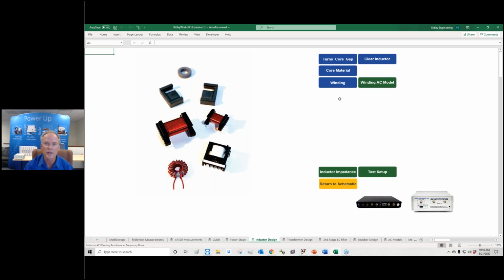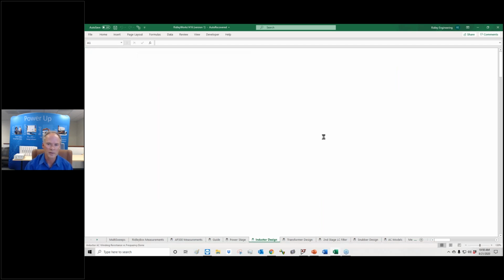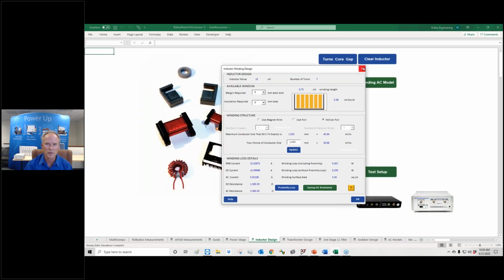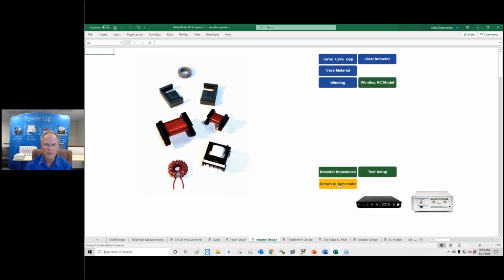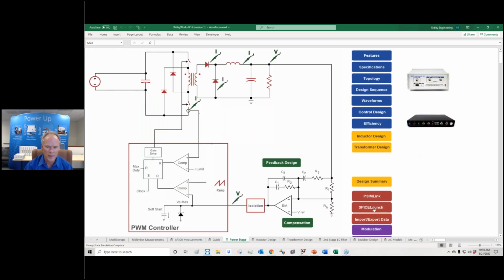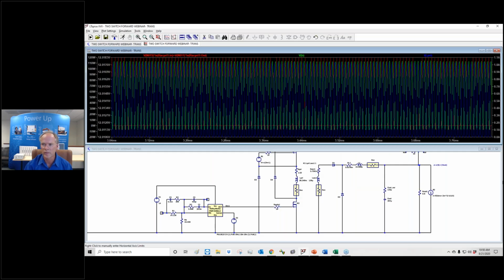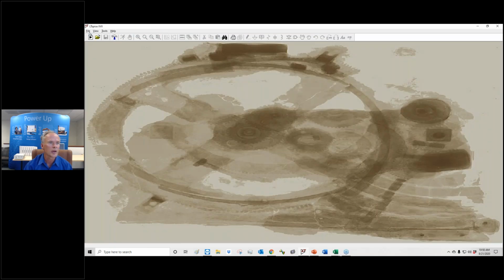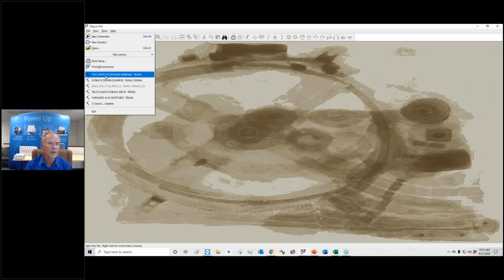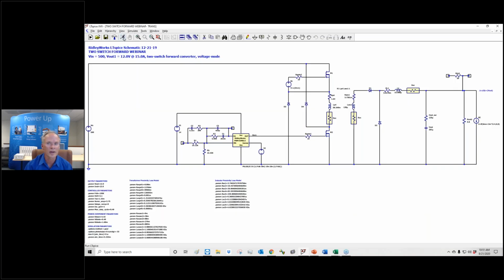What are we doing? 1050 here. We already swept that. I need to do this. Sorry. Back to the schematic. Go to Spice Launch again. Go back into LTspice. Pull in the model again, so it updates the model. Run the simulation again.